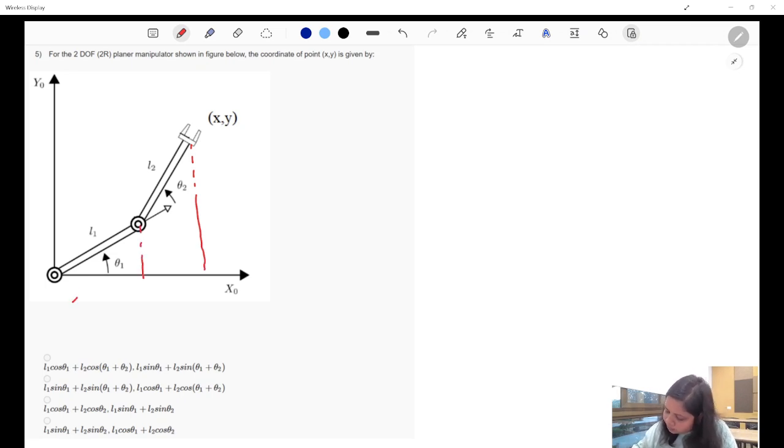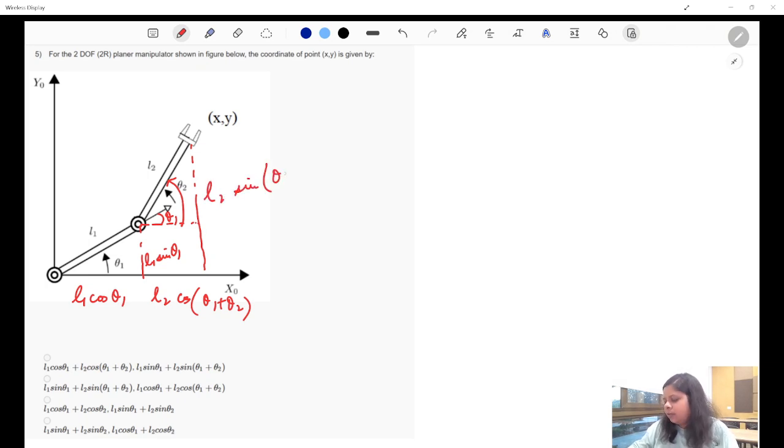Okay, this is L1 cos theta 1. This is L1 sin theta 1, right? Now, if you measure it with this as theta 1, then this complete angle is theta 1 plus theta 2. Okay. So what is it? This is L2 cos of theta 1 plus theta 2. This is L2 sin of theta 1 plus theta 2.